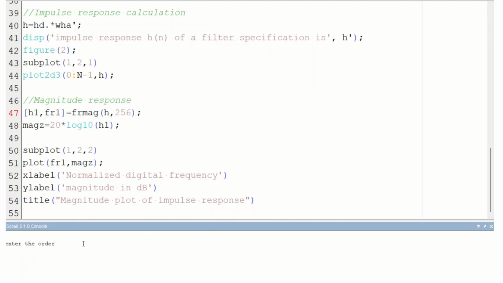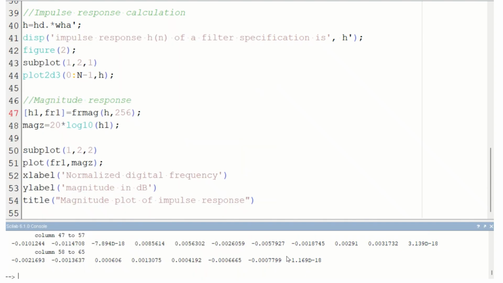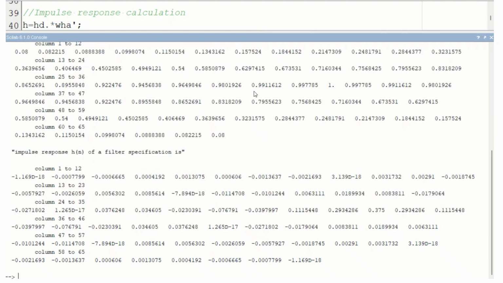So the order of the filter, we are going to take it as 65, and then 0.375 pi is the cutoff frequency, is what we have taken in the problem. Same we are going to use here also. So which are all the values that we are going to get? They are all being calculated over here.